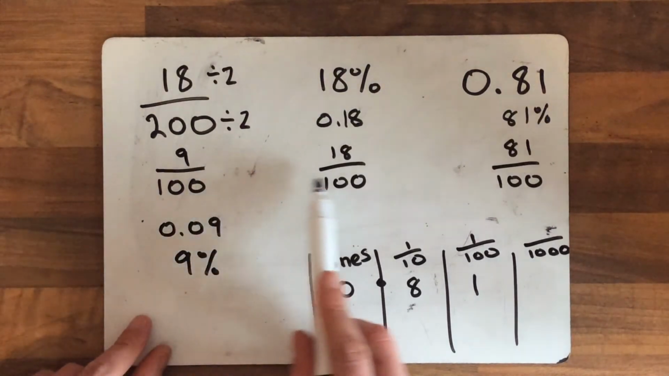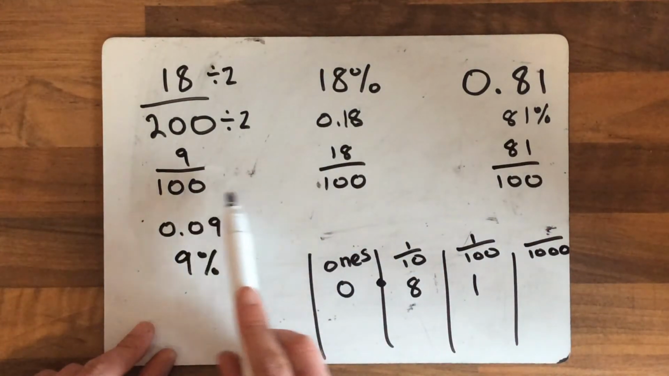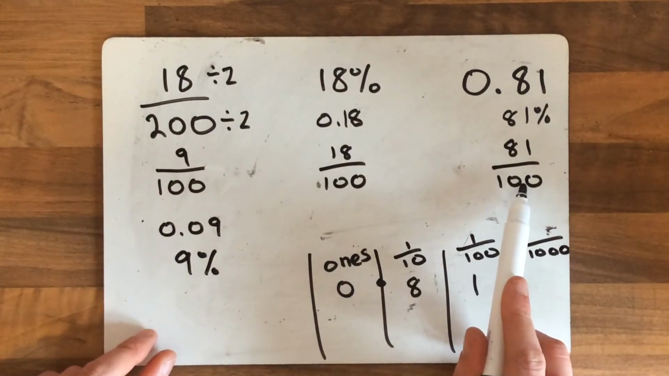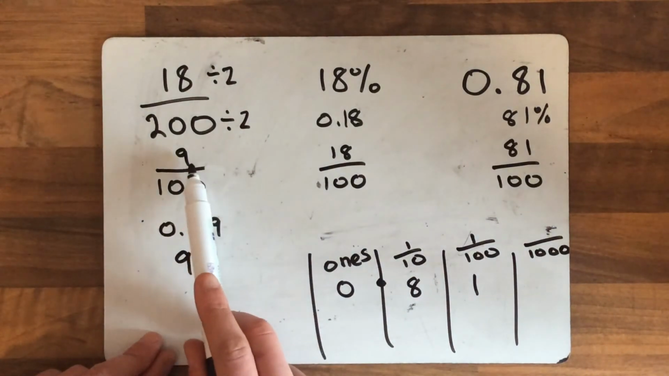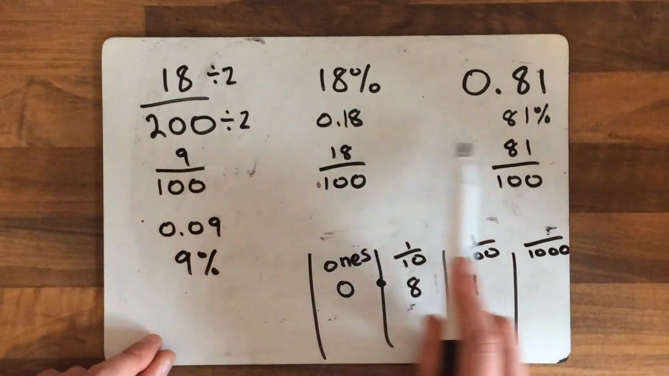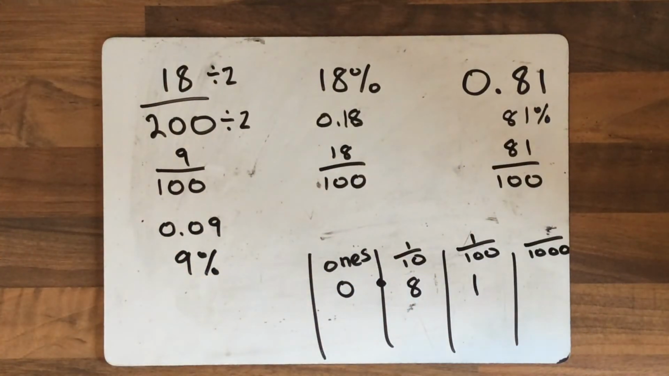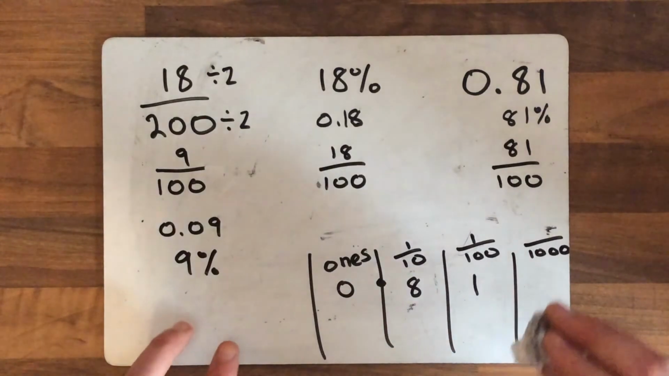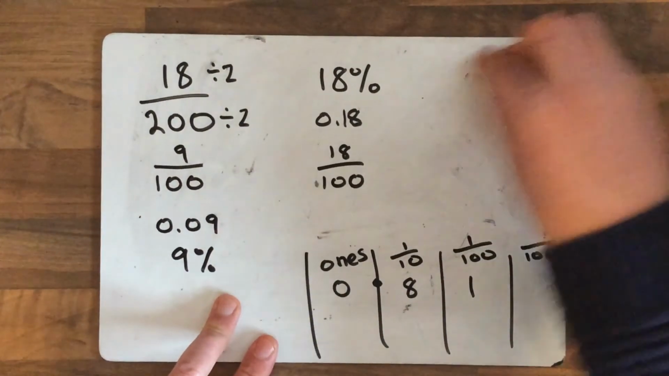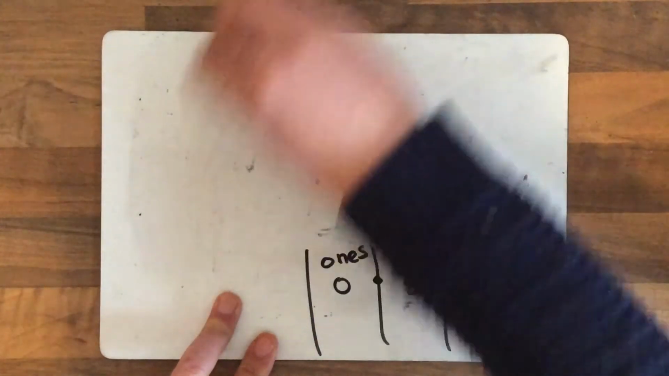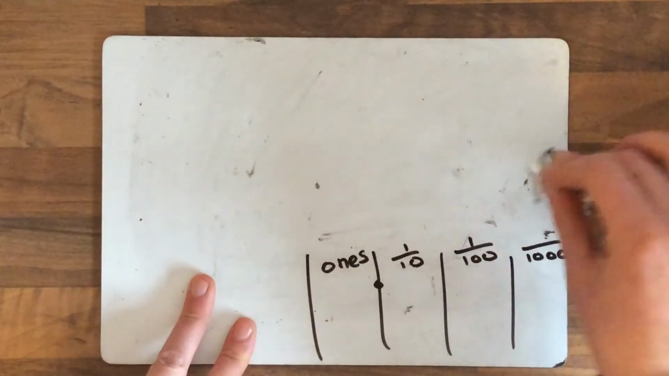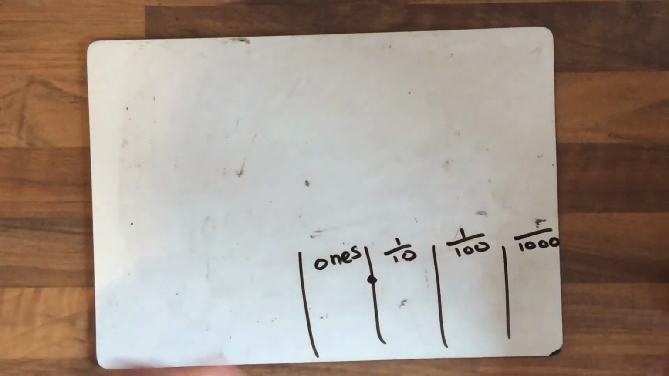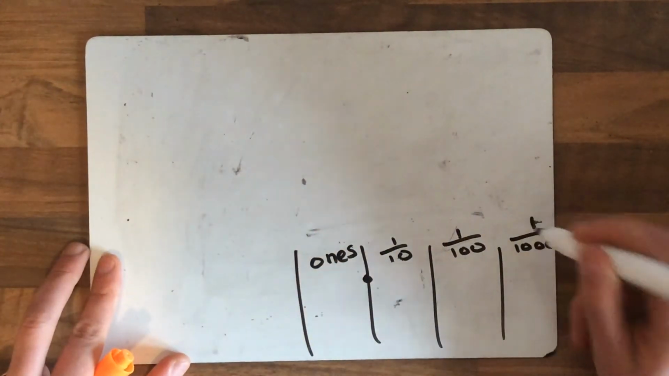So let's have a look across the middle here, because all these fractions have got a denominator of 100, and you can see they're actually in order already from smallest to largest. 9 is the smallest number because we're looking at the numerator, 18 is the middle number, 81 is the largest number. So they're actually in ascending order already. So we will have one more go of these before you have a go at some yourself.